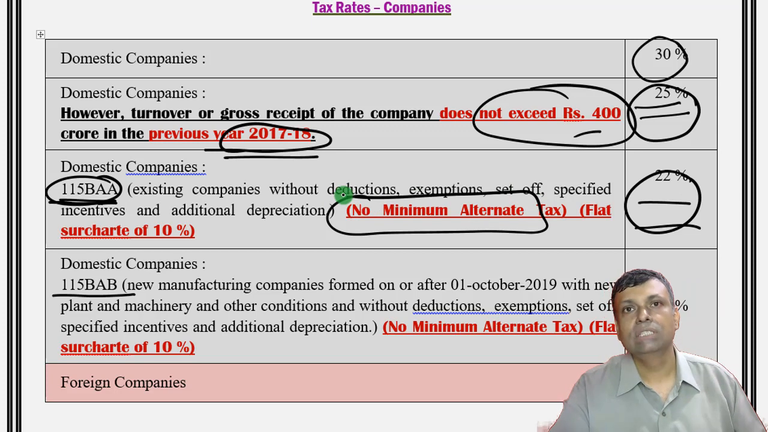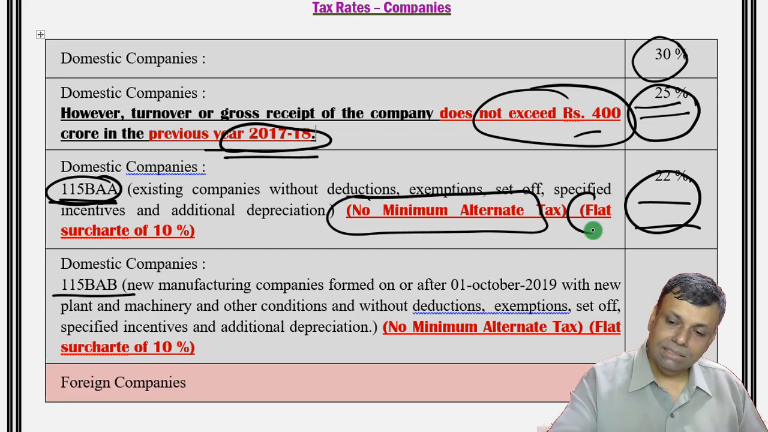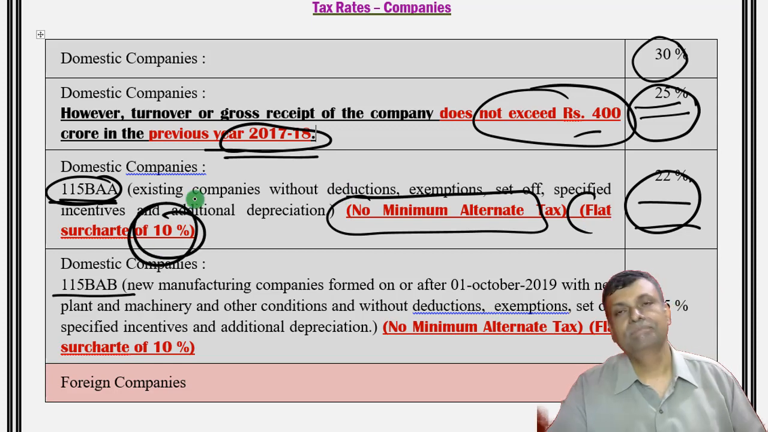Another very great advantage for this category of companies: no MAT. Absolutely no MAT. That means you will just have to do the computation of total income. MAT provisions are absolutely not applicable. That is the unconditional benefit. And there is a flat surcharge of 10%.